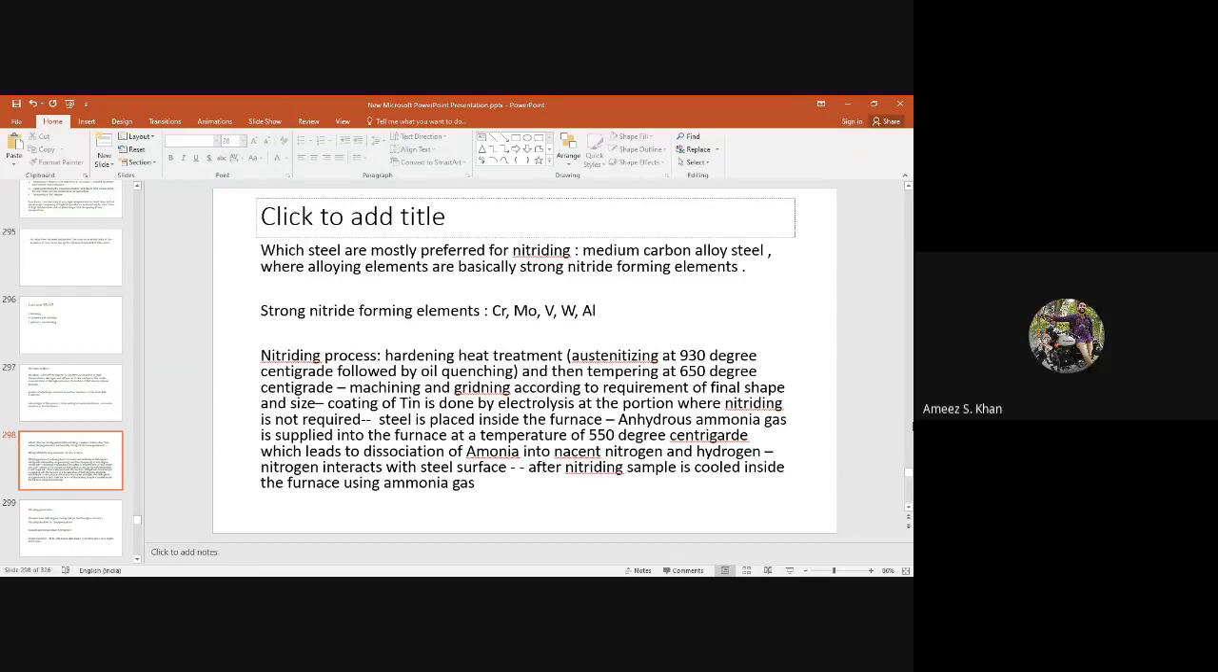And sir, also along with other gases. Along with other gases means basically we purge ammonia gas, and this ammonia gas will go into the furnace. It will dissociate into nitrogen and hydrogen, and finally the nitrogen basically goes into the steel. It reacts with the alloying elements present in the steel and forms strong nitrides.